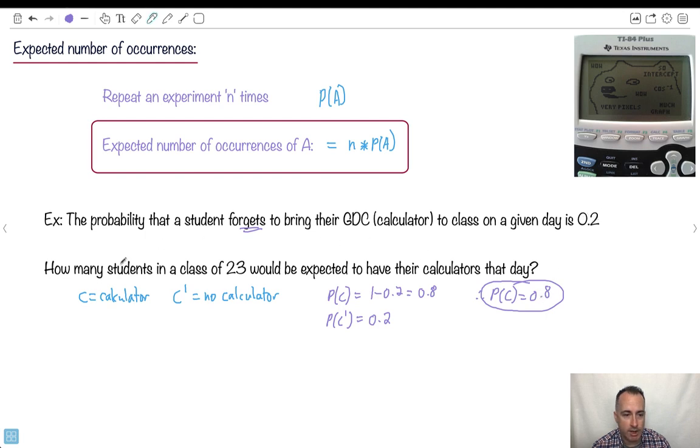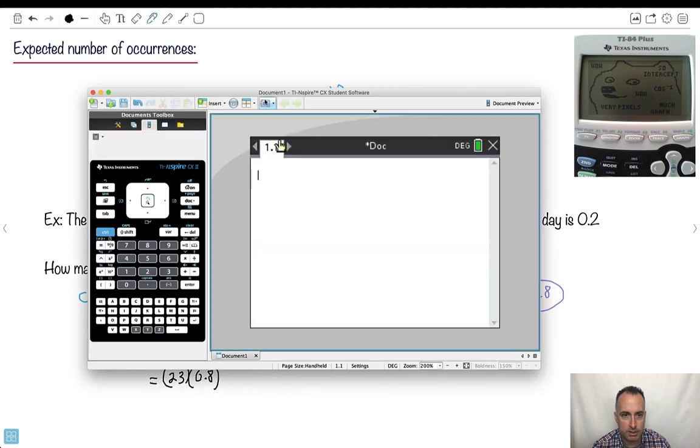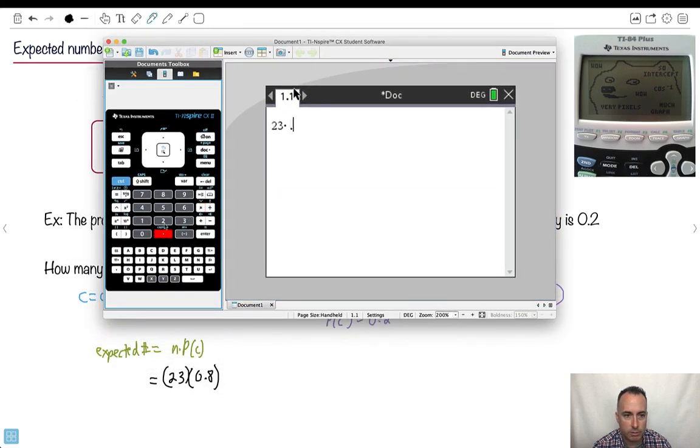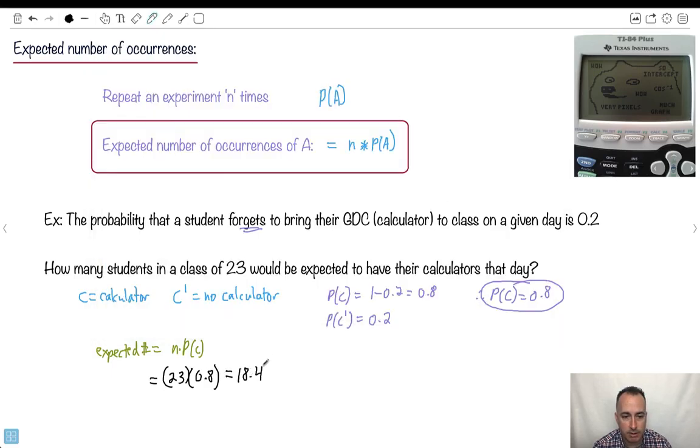All right, so how many students are expected to have their calculators? Well, now I have what I need. Do you notice that? The expected number, I'll write it down maybe like this. Expected number equals n times P of C. All right, well, what's n? N is the number of times I repeat this experiment. I'm repeating it 23 times because there's 23 students. I'm going to do that times 0.8. Well, you're allowed to use your calculator on your exam, so let's just do that. So what is 23 times 0.8? Oh, that gives me 18.4. Do you see that? So, all right, and this actually would be the answer.